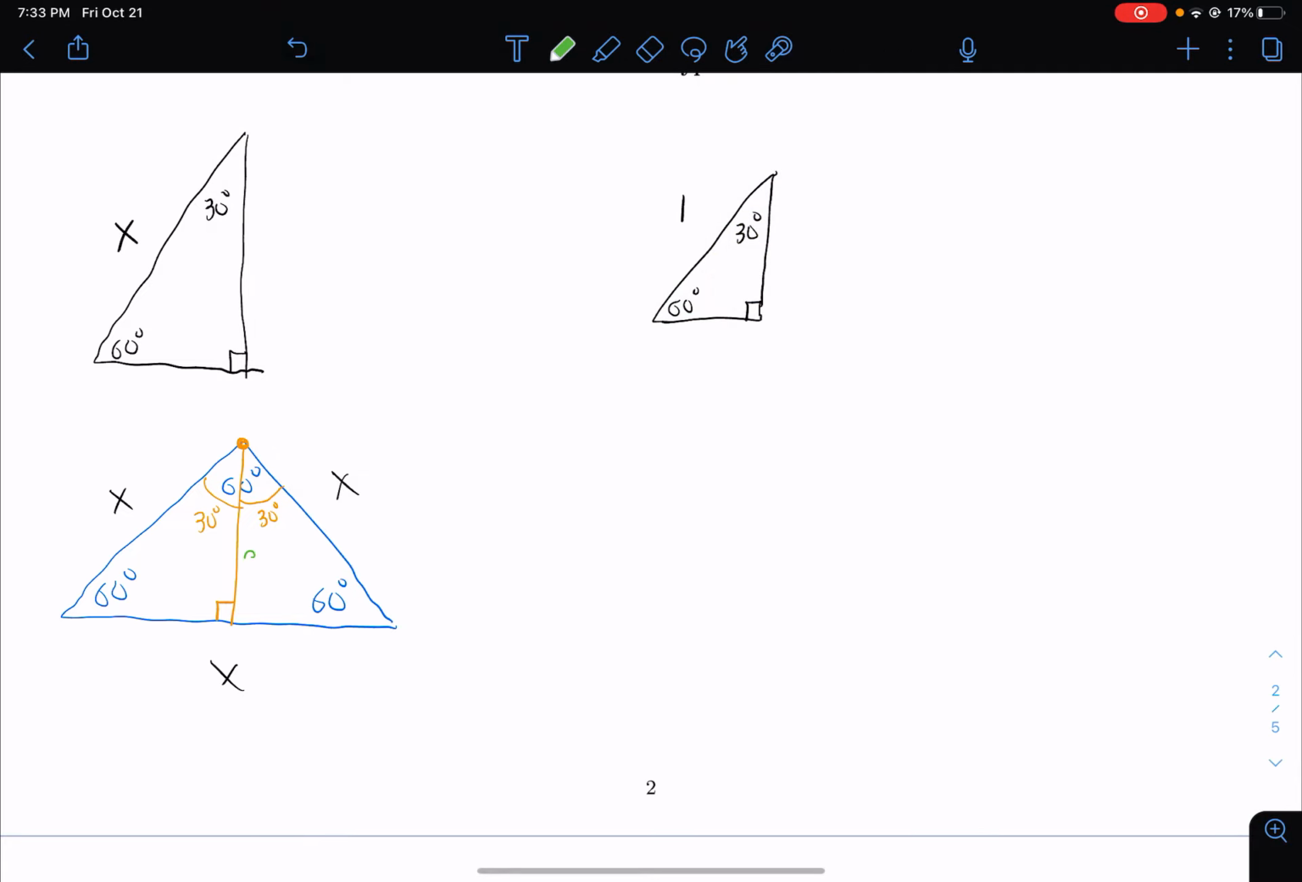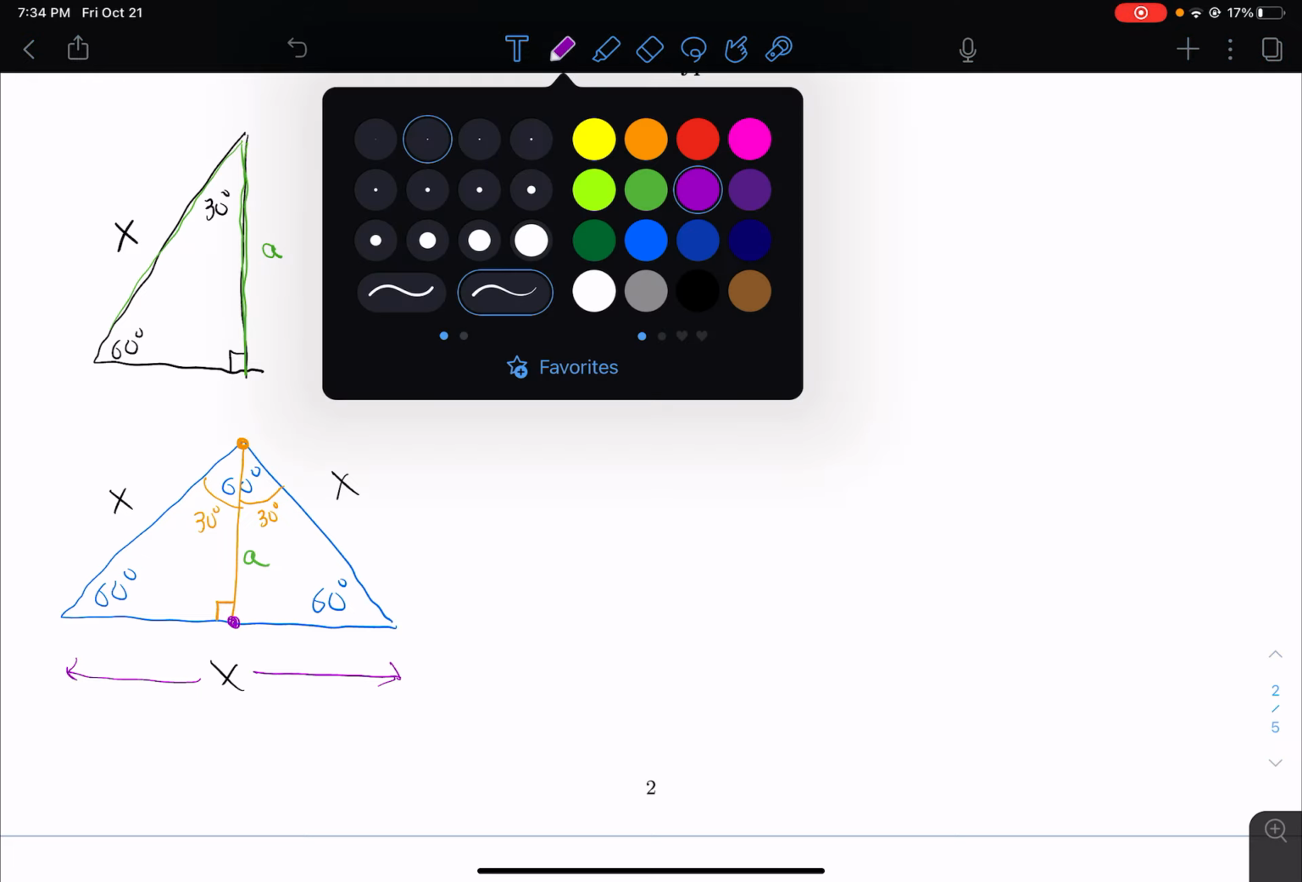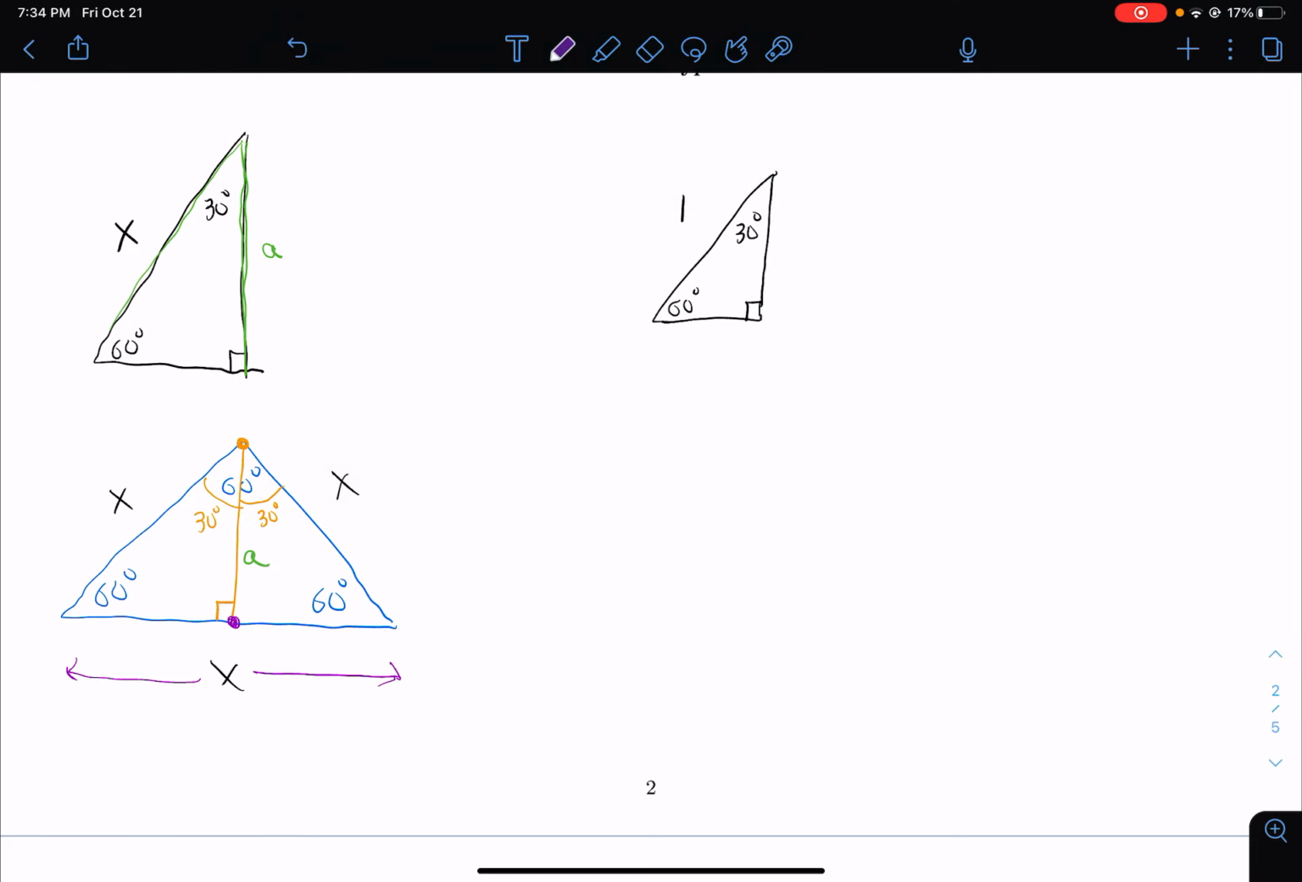This vertical length, I'm going to call a. So in my general picture of this triangle, that vertical length here, that is my a. That is what I'm trying to determine. Also by the symmetry of the picture, this perpendicular line is going to cut that base into halves. So if this whole thing is x, then half of that, from here to here, that's got to be x over 2.